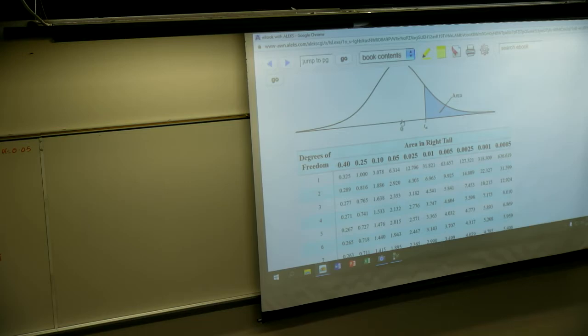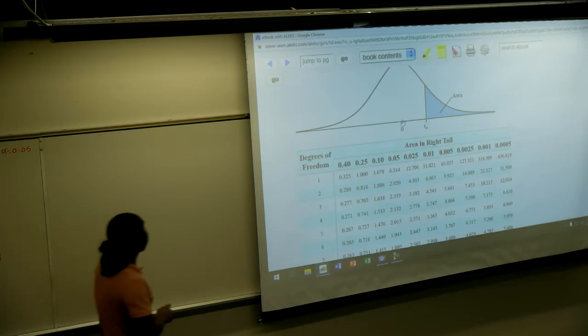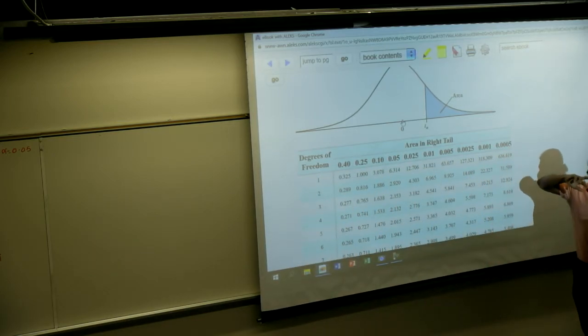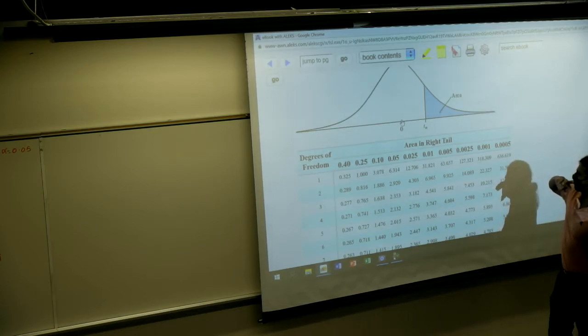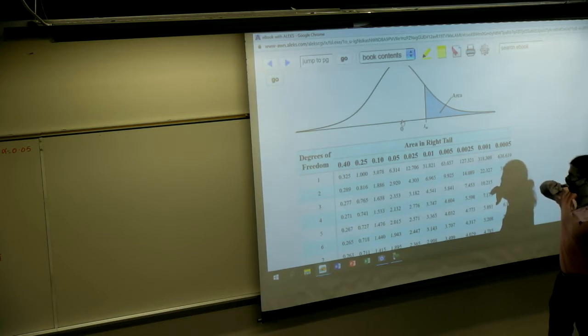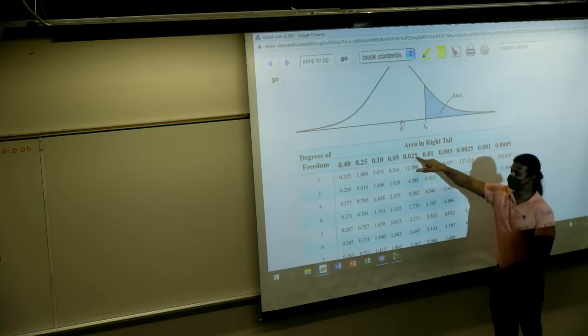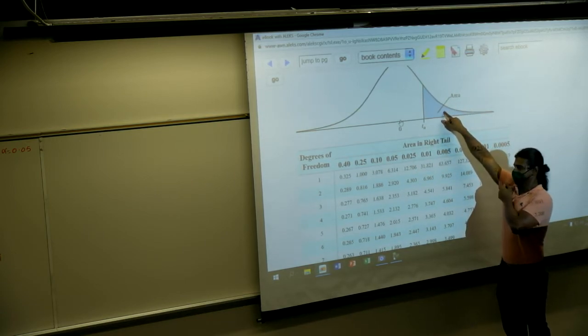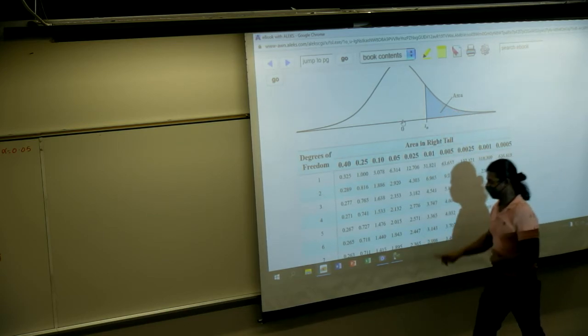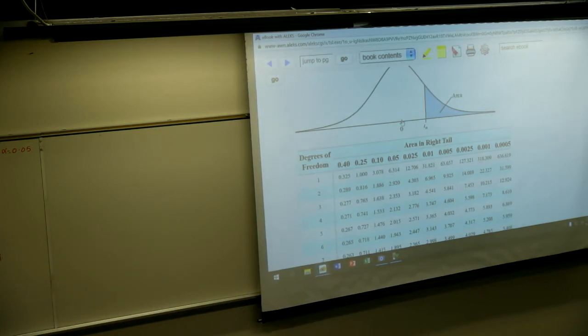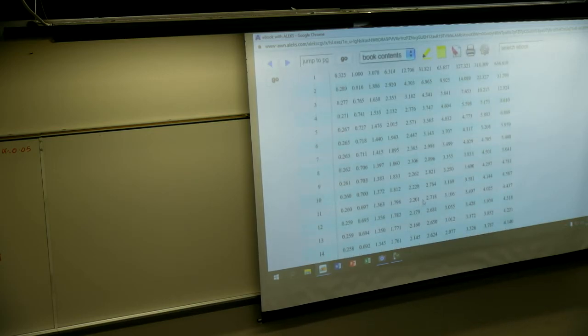What is the area in the right tail in our problem? 0.025. So, which column should I pick? Fourth from the left or fifth from the left? Count 4 over. It would be the fifth one. Okay. So 0.025, that would be the area in the right tail. And what is the degrees of freedom in our case? It is 12. So go to the row, let's say it's 12. 2.179. Yes.